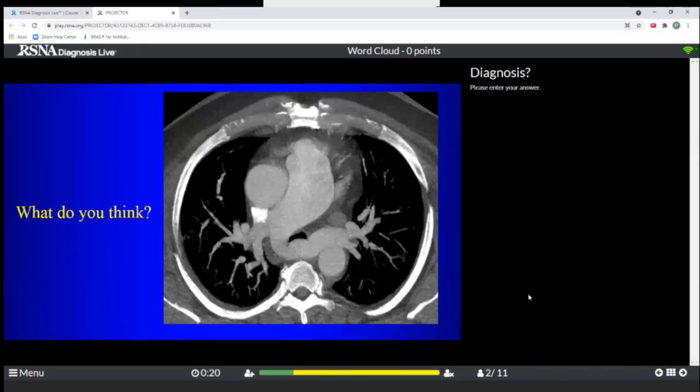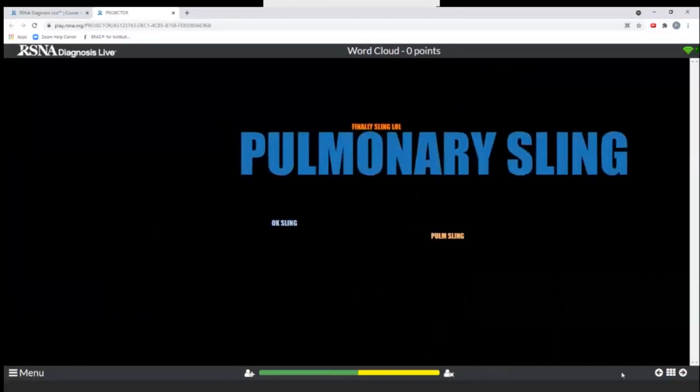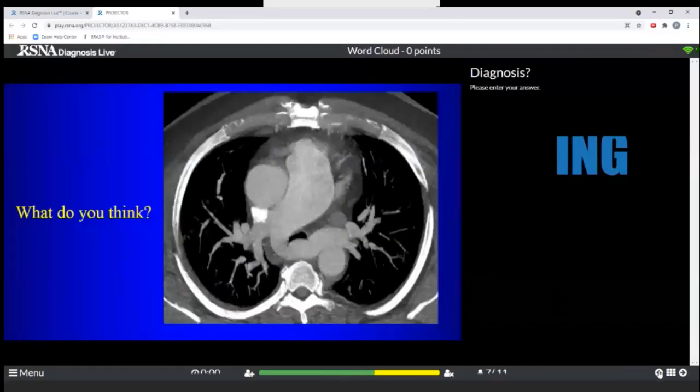And the clue is, some of you have been waiting the whole conference for this, as I've seen this answer pop up just about on every case. So we'll give you 5 more seconds. 5, 4, 3, 2, 1. What did we say? This is the pulmonary sling, right? Finally, your pulmonary sling, right? So what is a pulmonary sling?